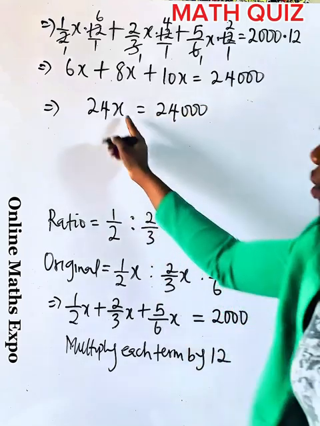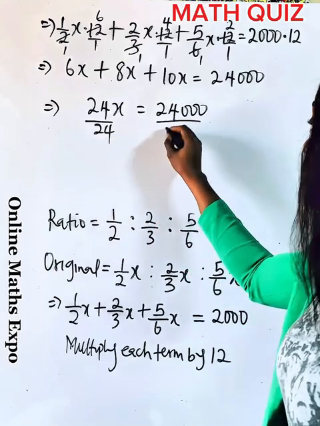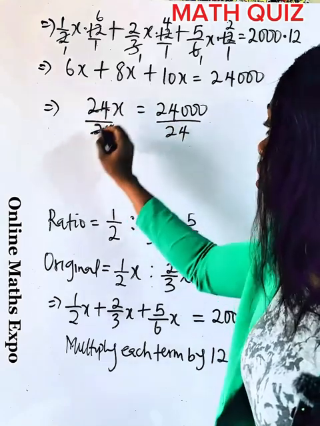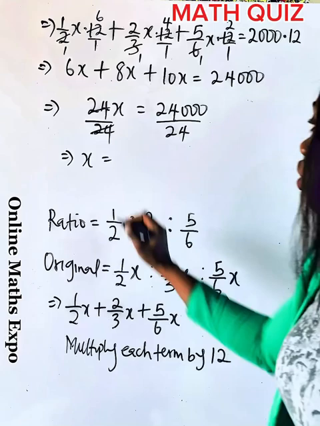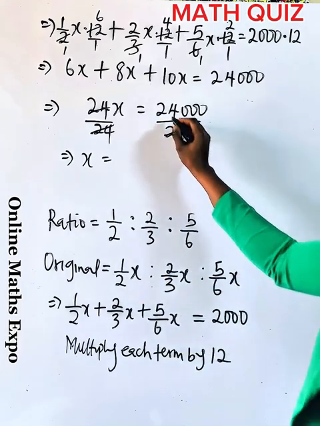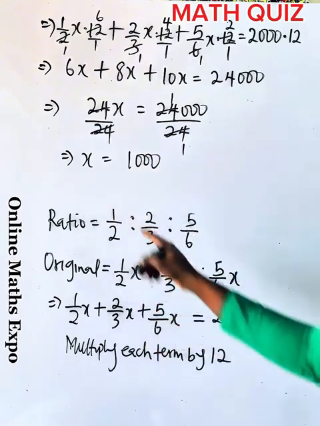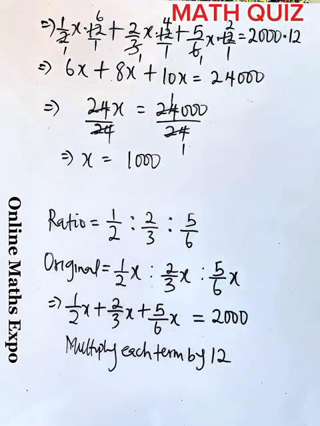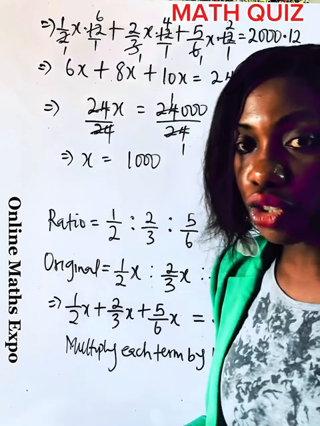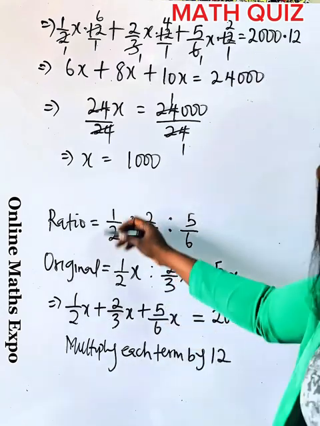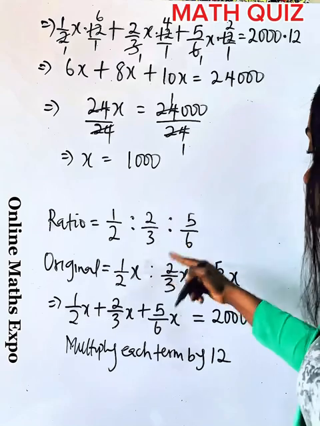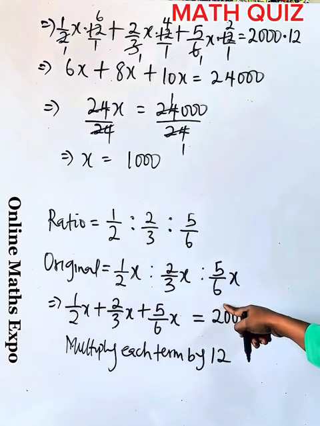To get x, you divide by the coefficient. When you do that, this takes off this. So we have x equal to 24,000 over 24, which gives 1,000. If x is 1,000, remember we are asked to find the kilograms for each of these farmers. So these are their respective ratios, and the original numbers, we have it as this.